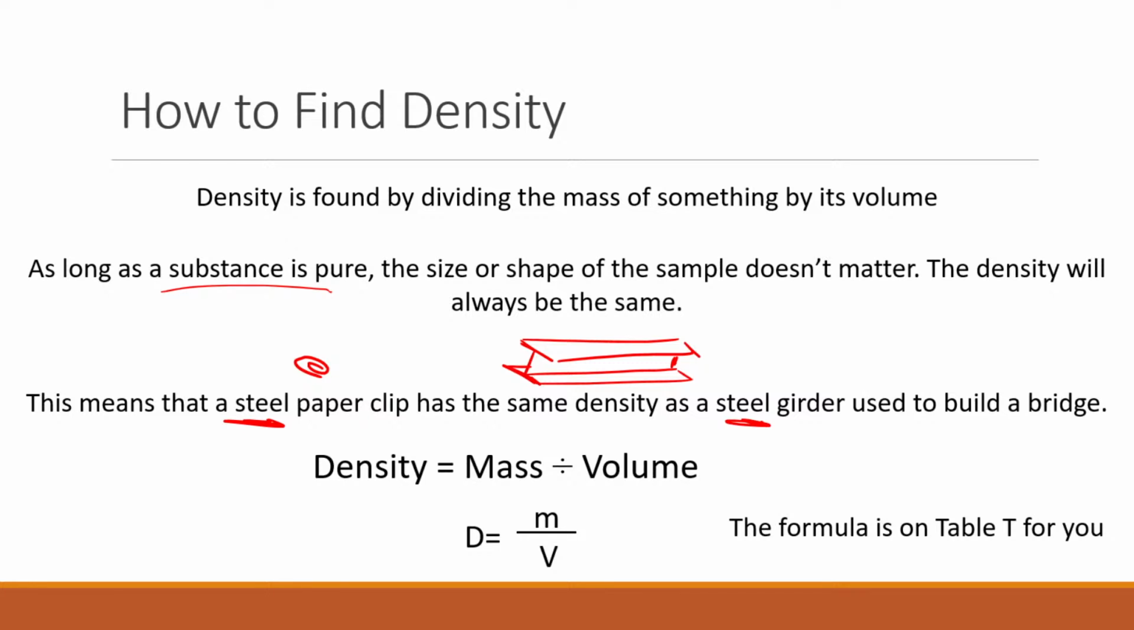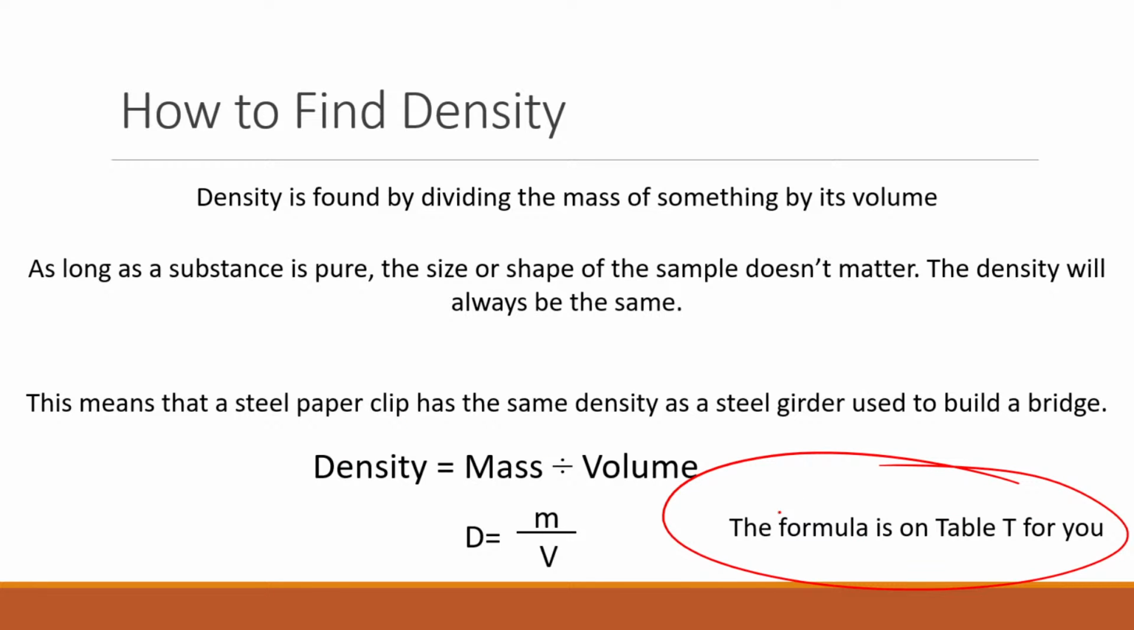Right? But again, you need to find the density before you can do anything with it, and the way we find our density is by looking at mass over volume. The formula is on Table T, the very back page of the reference table. Right? It's never going anywhere. You never have to memorize it. It will always be there, and it will tell you that D stands for density, M stands for mass, and V stands for volume.